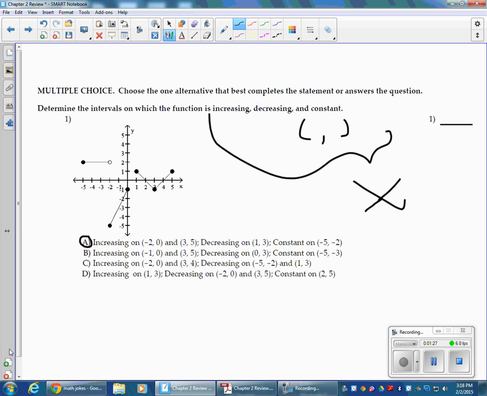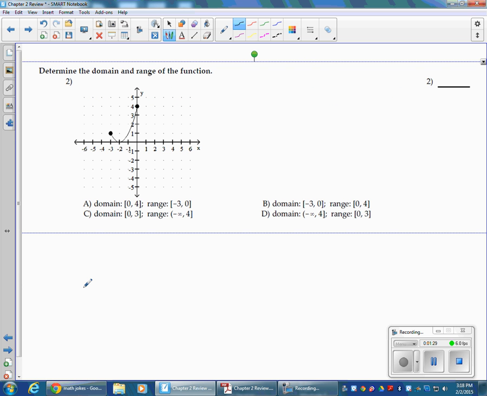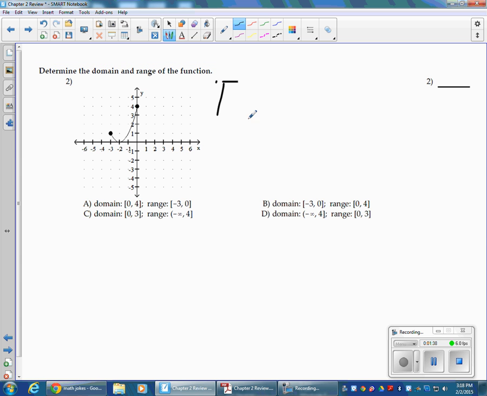Number 2. Determine the domain and the range of the function. Your domain are your x values, and your range are your possible y values. Now, domain and range can have brackets and parentheses. You use brackets indicating that it can touch that point. You use parentheses when it's up to that point. A lot of times it's when you see an open circle or something like that.